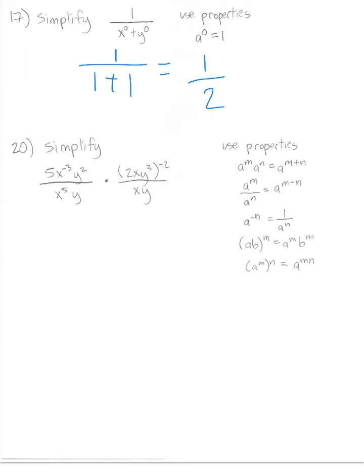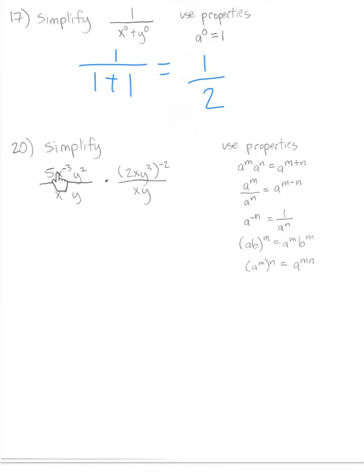Then on number 20, there's a lot going on in number 20, and there's a lot of ways to go about manipulating this. One of the things I'm going to do, and there's tons of properties that are being used, but I'm going to get rid of this negative exponent. And the way I'm going to get rid of it is I'm going to move it to the bottom.